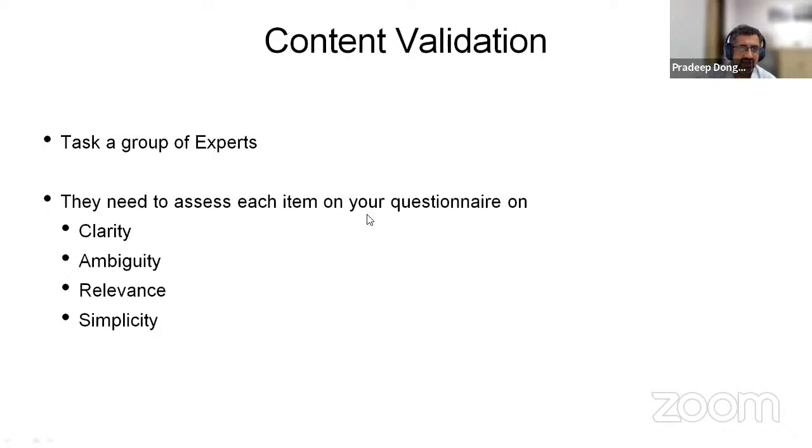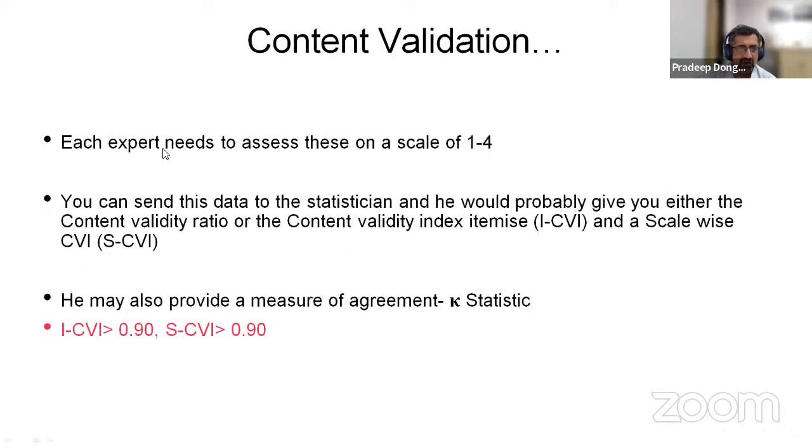Each expert needs to grade these on a scale of 1 to 4. If the expert feels that he needs to give a score of 1, meaning the content is probably not valid, then he has to add his remarks. He should be given the freedom to say what would actually be better. Based on these scales, I'll show you a sheet that's already entered.